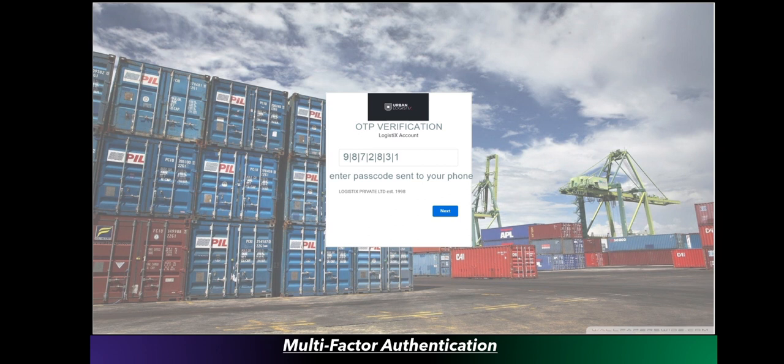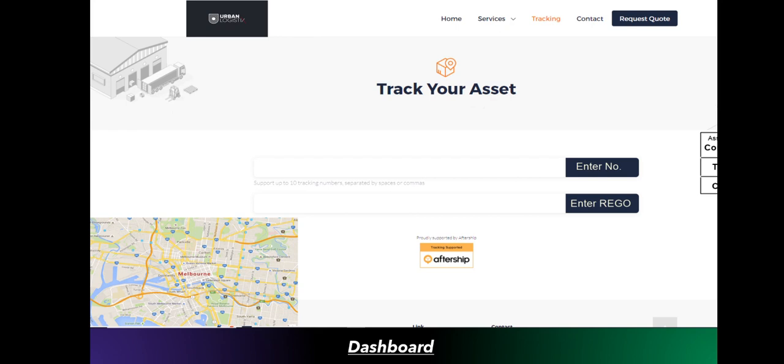So it makes sure that there is no attacker trying to access the account. So this is the main page of our login screen, and then we can enter the number of our asset to track our asset. If the asset is a truck or something and it has registration plates, it will be typed in here as well, and then a live tracking of our asset can be accessed from here. So this is the dashboard.